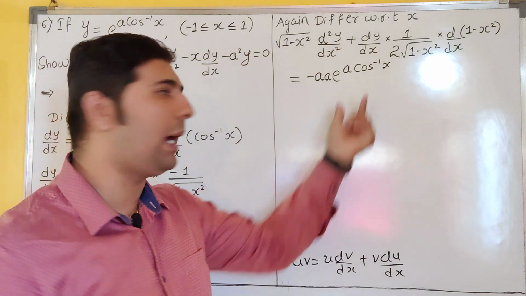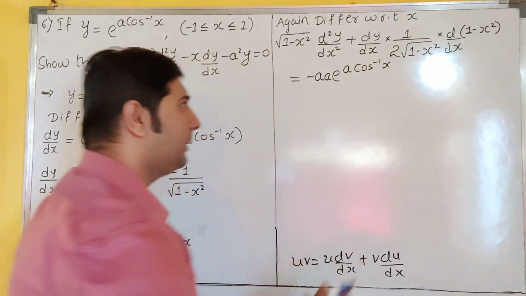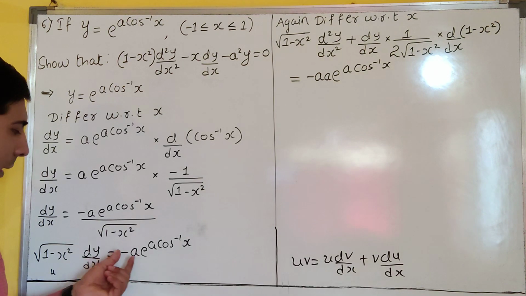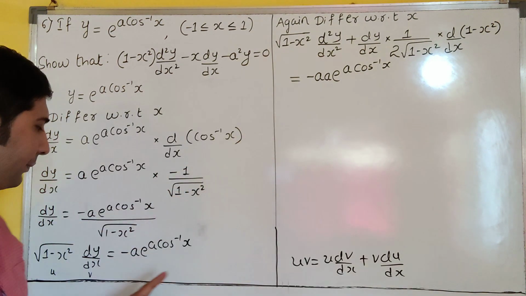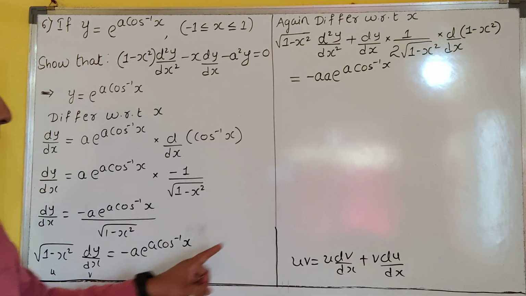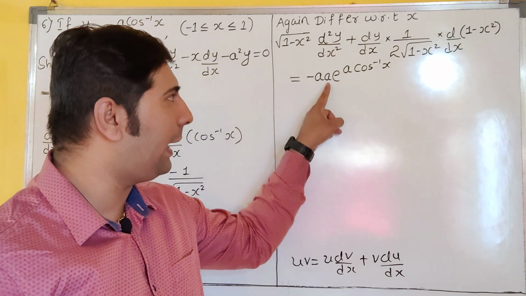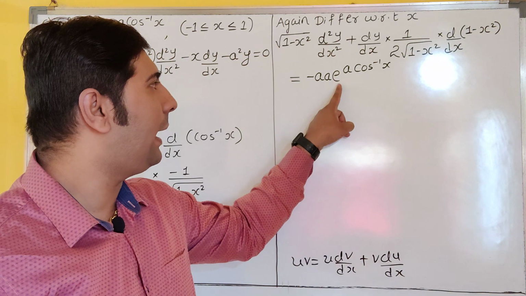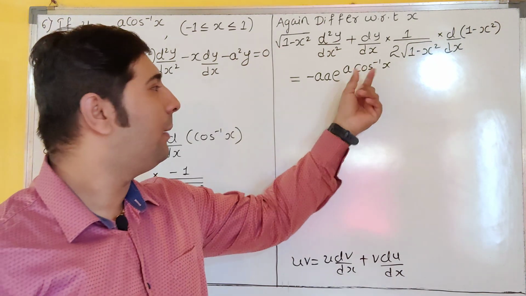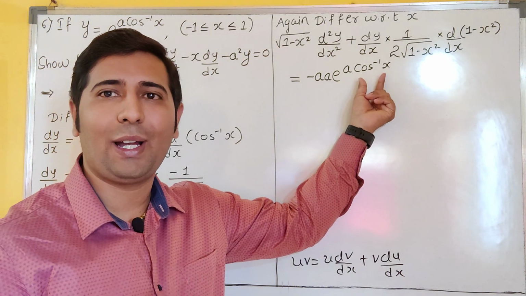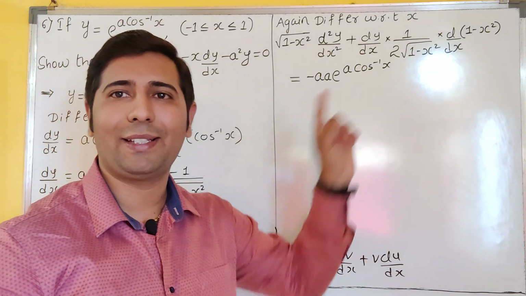But this is not x, no? I have to take the derivative of what? See here, once again I will repeat. Constant into function is there. Minus a is written as it is. The derivative of e raised to ax is a into e raised to ax, but this is not x, no? You also know, I also know. Yes or no? Cos inverse x.